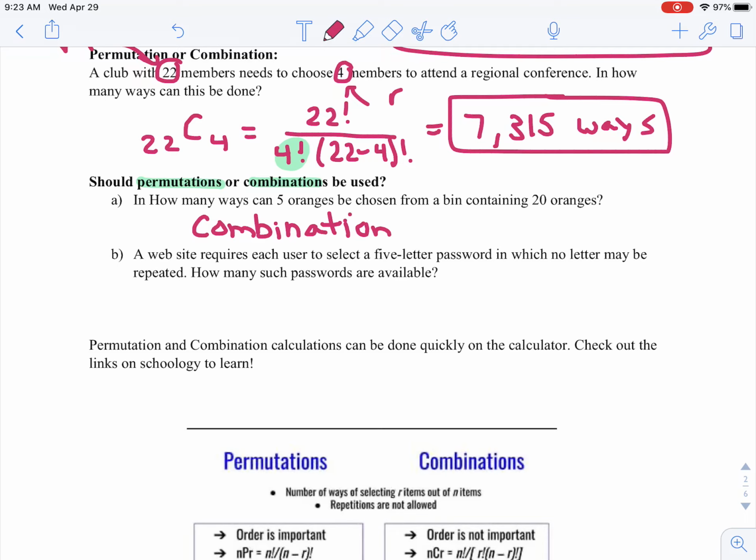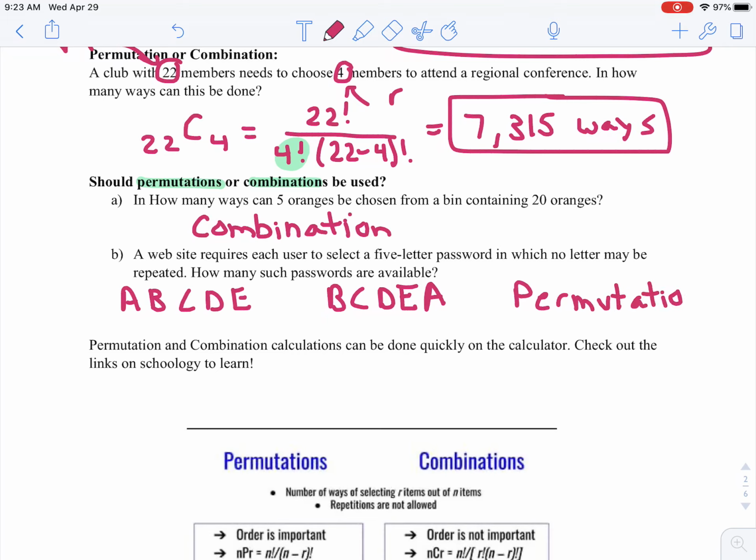Okay. The next one: a website requires each user to select a 5-letter password in which no letter may be repeated. How many such passwords are available? Well, you can't repeat any letters. So if you think about this, somebody could make theirs be A, B, C, D, E. Now, if there are 26 letters, they pick those 5. Well, that person's password would be different than someone that did B, C, D, E, A. The same 5 letters, but the order is different, and that would be a different password. So in that case, since the order does matter, we would have a permutation.